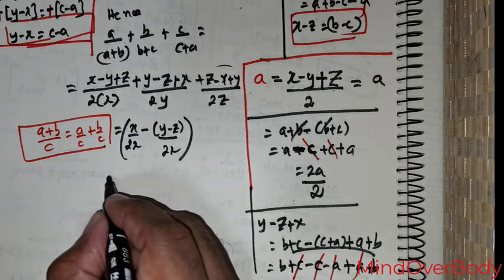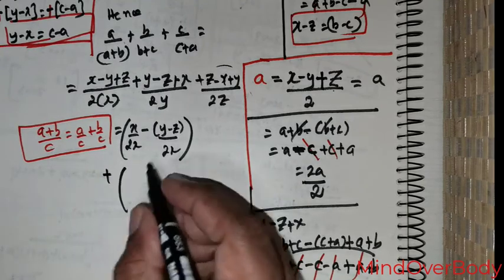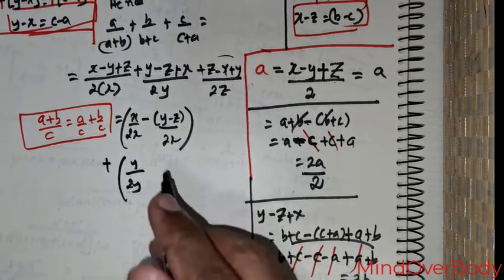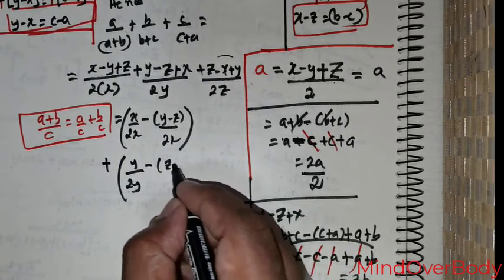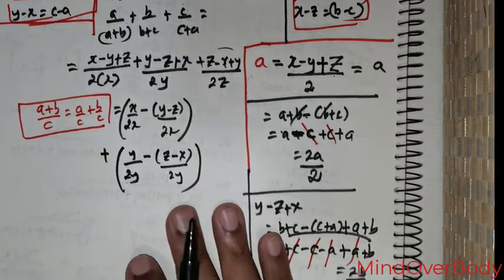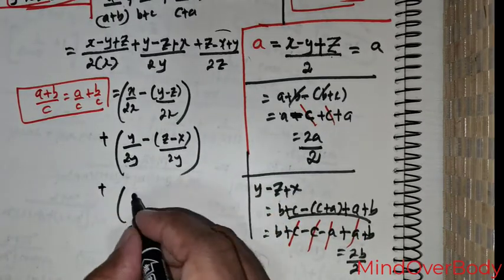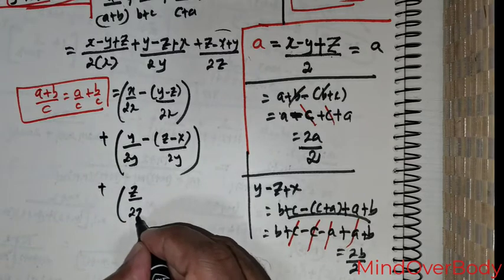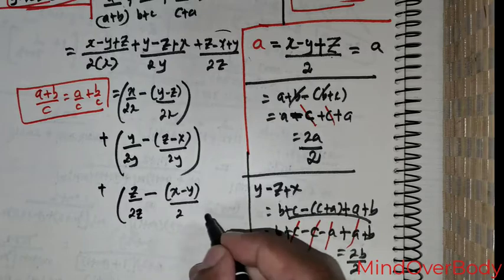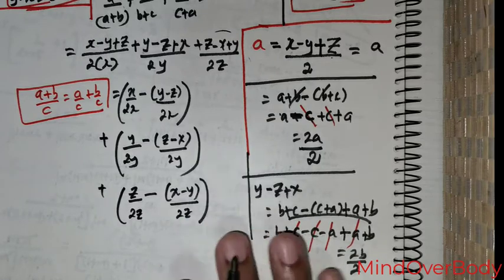So let me place the positive sign here, and followed by, this is going to be y over 2 times y, negative of z negative x divided by 2 times y, followed by a positive quantity of z over 2 times z, negative of x negative y divided by 2 times z. So this is what I've got.